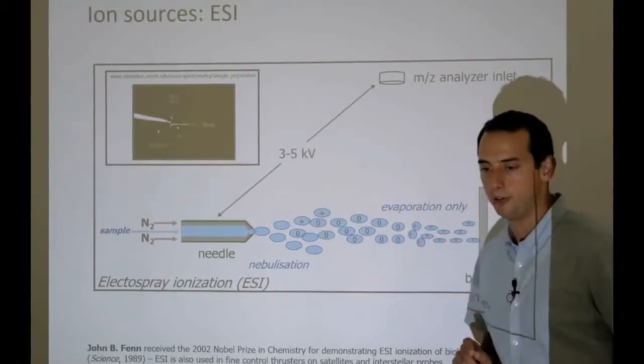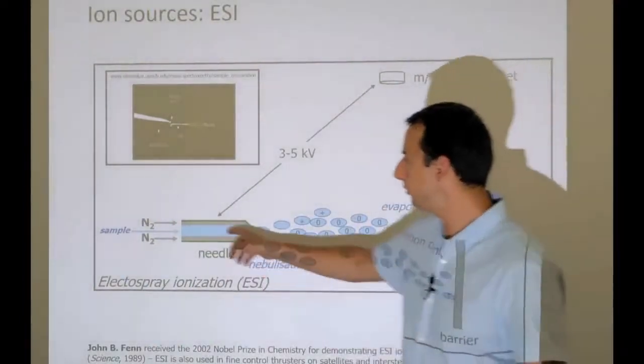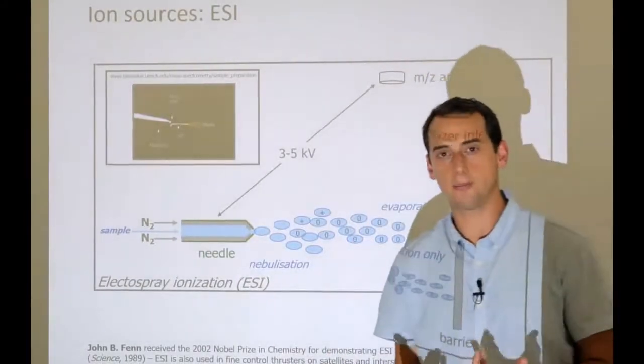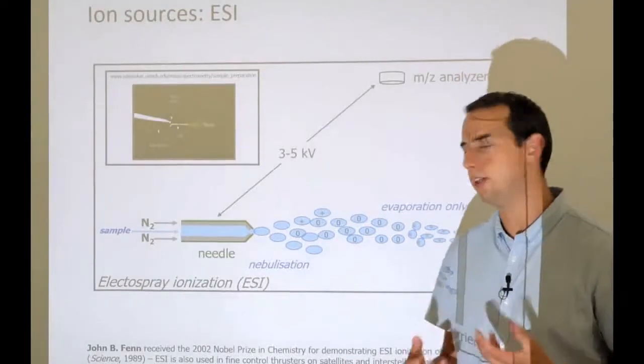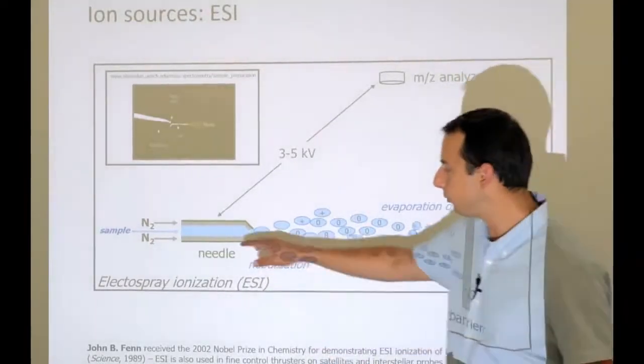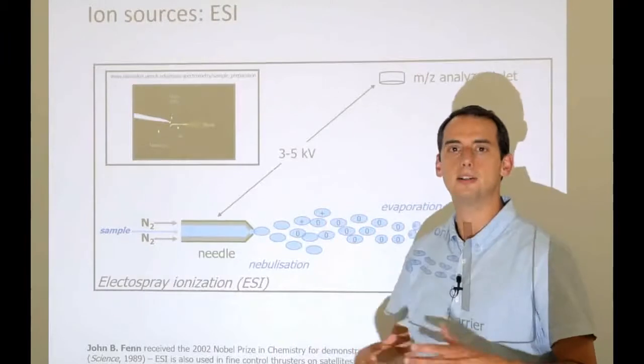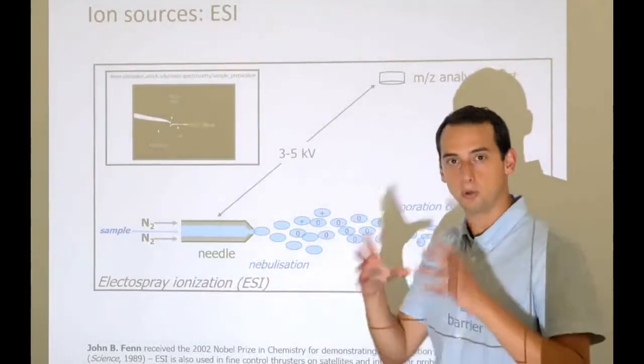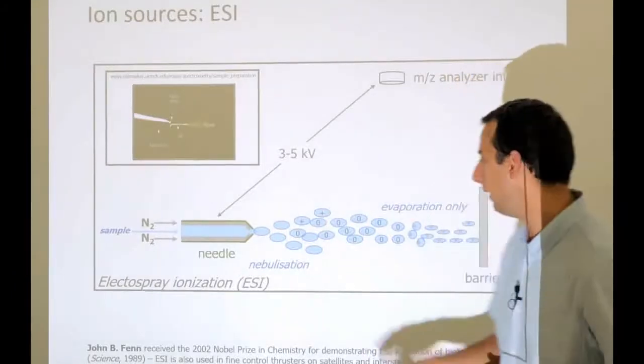Now, where does the evaporation come from? Well, first and foremost, this is dissolved in water plus a small amount of acetonitrile to make it more hydrophobic. So that's easily evaporated, but we also heat the needle up. So it can be heated up to 60 degrees or so to make sure that the evaporation is more efficient and the droplets become ever smaller. And that's what you see here.